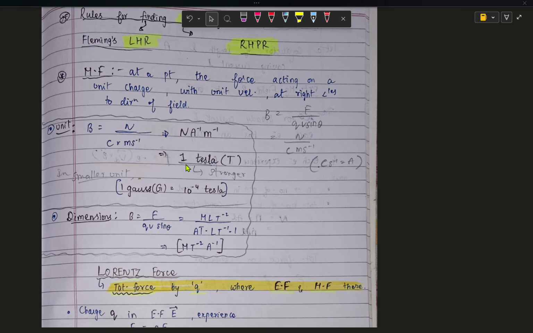So these are the unit and dimensions of magnetic field. The unit is 1 Tesla, and 10 power minus 4 Tesla is 1 Gauss. You have to remember this. And for the dimension, from kinematics, the basic units: force is mass into acceleration, Q is current into time, charge. What is current? Charge flowing per unit time. And V is velocity, meter per second, and sin theta has no dimension, so it is constant, 1. So this is the dimension.